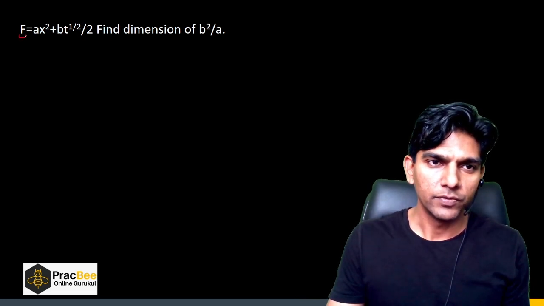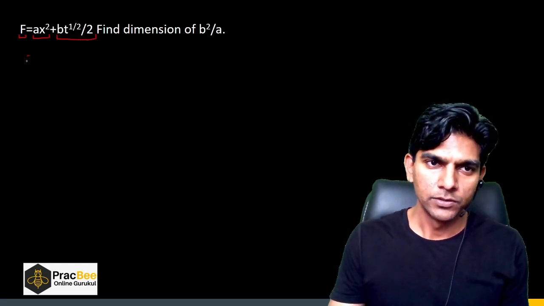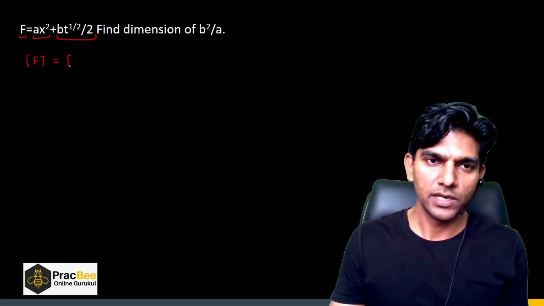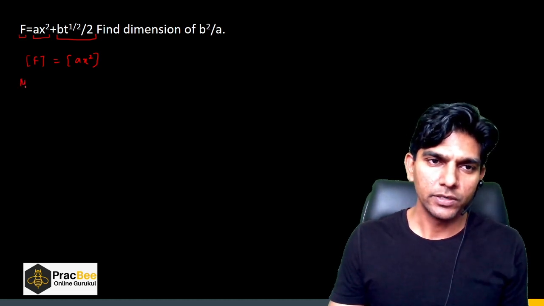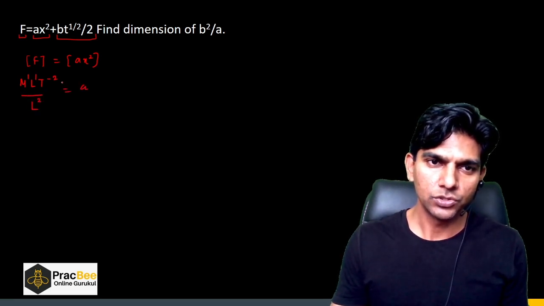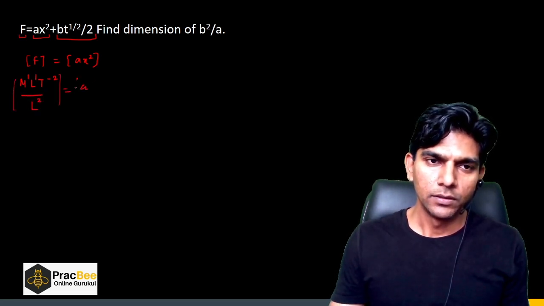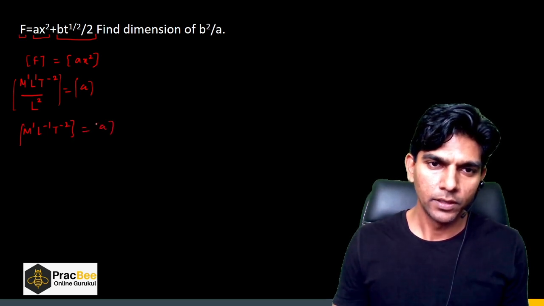So here we have force. The dimension of a x square should be the same as the force. Similarly, the dimension of b t raised to power 1 by 2 divided by 2 will be the same as the force. So the dimension of F will be the same as the dimension of a x square, where x is nothing but the distance. Force can be written as m raised to power 1, l raised to power 1, t raised to power minus 2, and divided by l square, we will get the dimension of a. So from here, I can say m raised to power 1, l raised to power minus 1, t raised to power minus 2 will be the dimension of a.